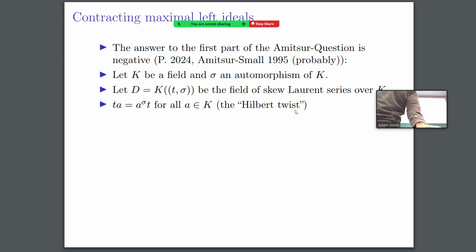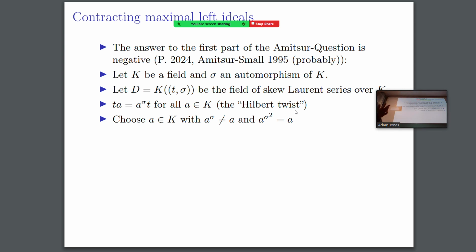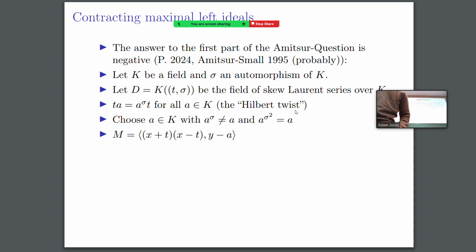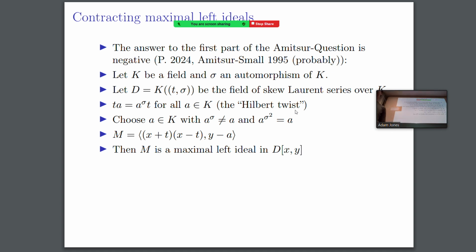This was actually introduced by Hilbert for other motivations, which I will not get into. It's called the Hilbert twist. So you take this ring. It is well known that this is a division ring. And now you simply take an element a in K that is not fixed by sigma, but is fixed by sigma squared. And then you consider the following left ideal, generated by x plus t times x minus t, and y minus a. That's the ideal. And what I can show is that this is a maximal left ideal.